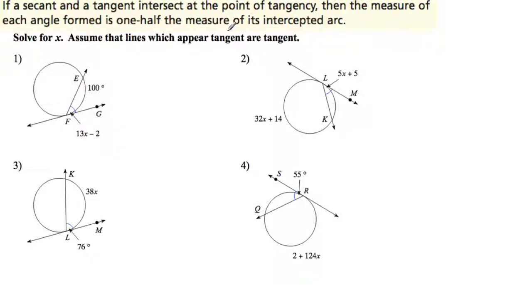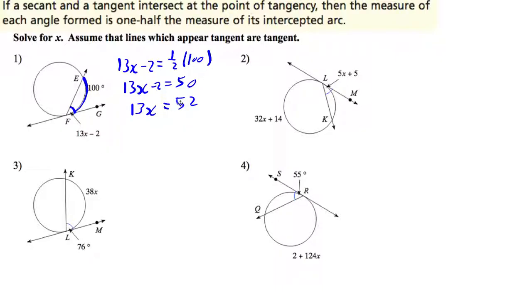The measure of each angle, so this angle here, is 1/2 the measure of the intercepted arc. Well, there's the intercepted arc. So the measure of the angle, 3x minus 2, is equal to 1/2 of 100. So we get 13x minus 2 is equal to 50. So 13x is equal to 52. And then 52 divided by 13 is 4. So x is equal to 4.